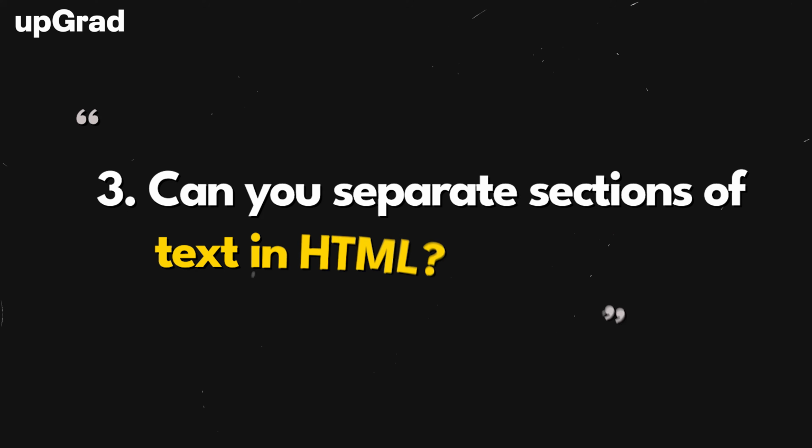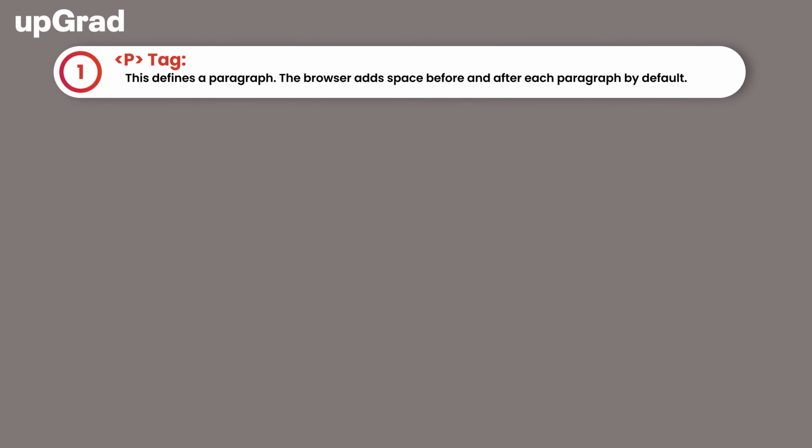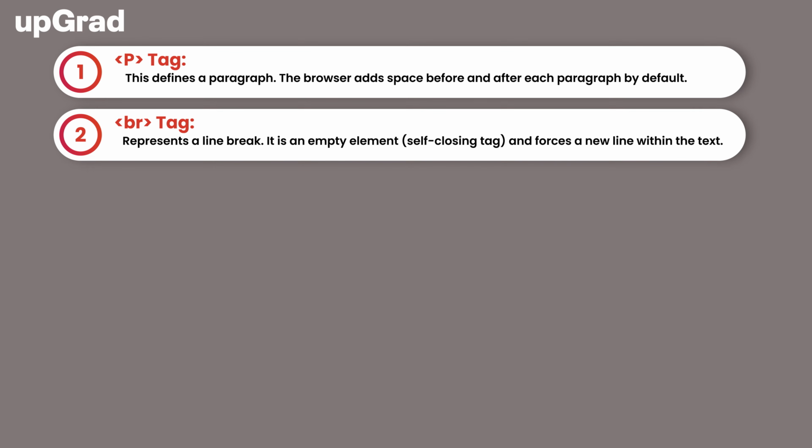Question number 3. Can you separate sections of a text in HTML? Yes, you can separate sections of a text in HTML using several tags, each serving different purposes and semantic meanings. Number 1. P tag. This defines a paragraph. The browser adds space before and after each paragraph by default. Number 2. BR tag. This represents a line break. It is an empty element or a self-closing tag and forces a new line within the text.